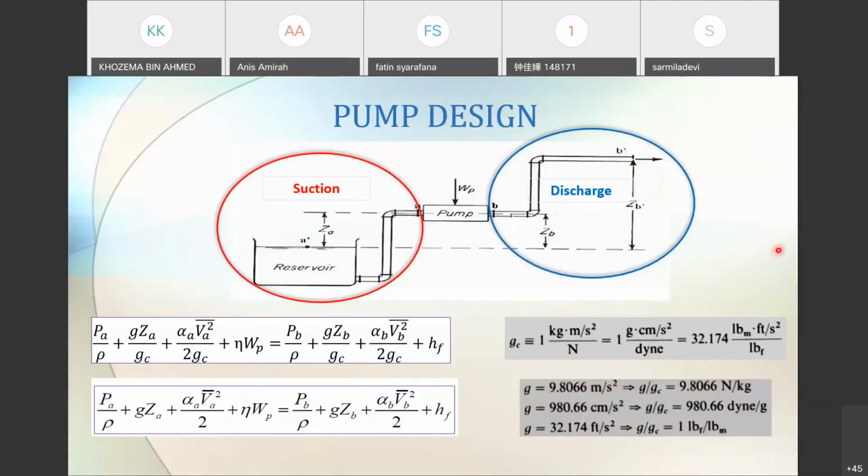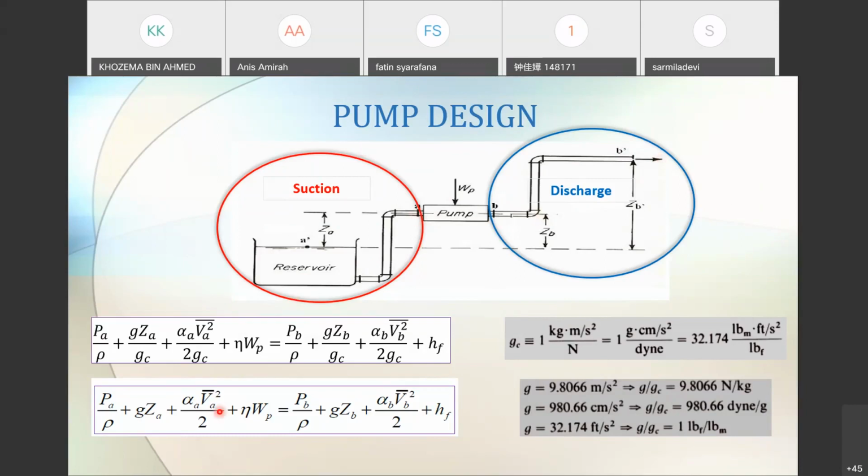This is how a pump system will look like. So you have a suction side on one side and discharge side on one side. On the suction side is where your water will be sucked into the pump, and the pump will increase the energy of the fluid and it will be discharged into your discharge line.